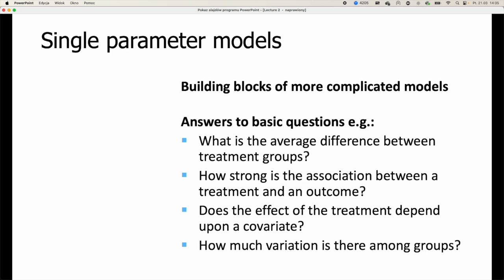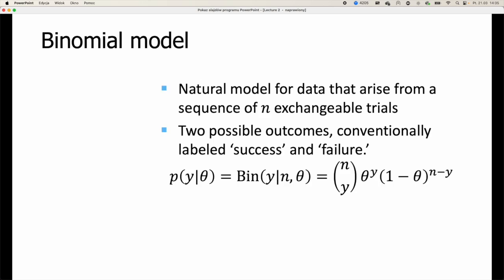Very often we will try to use simple single parameter models in order to get some kind of building block of a larger model. A simple one parameter model can be, for example, difference between treatments. It can be probability of something, what is the effect of something. There are multiple single parameter models that can be useful. The most simple one is the binomial model. The single parameter is the probability, and we want to know, will something happen?